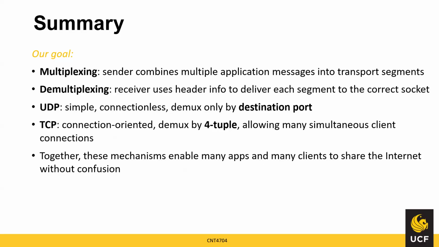As a summary and recap, multiplexing is when the sender combines data from multiple applications and passes it to the transport layer. Demultiplexing is when the receiver uses the header info to deliver each segment to the correct process. UDP is simple, faster, connectionless, and for multiplexing uses only the destination port. TCP is more connection oriented. It uses the 4-tuple and allows many client connections. These are the mechanisms that enable many apps and many clients to share the internet without confusion.